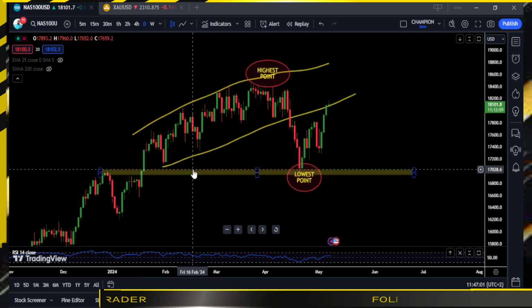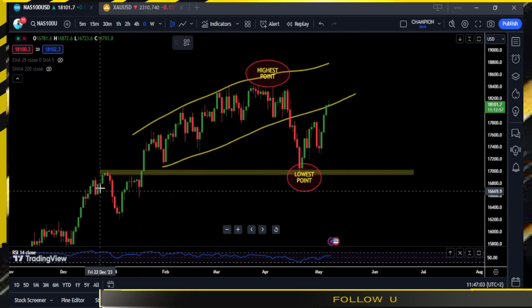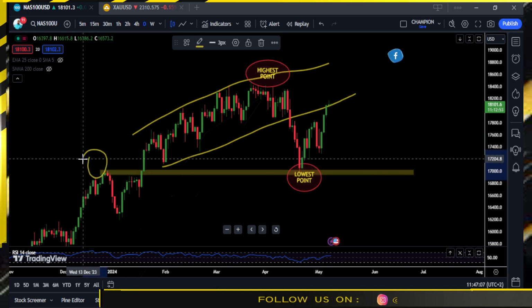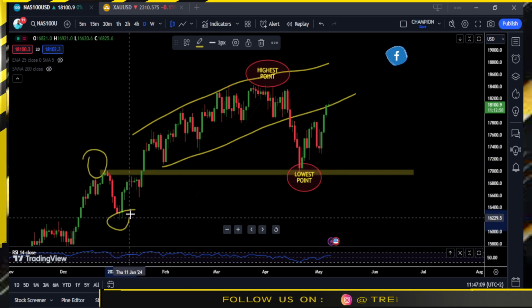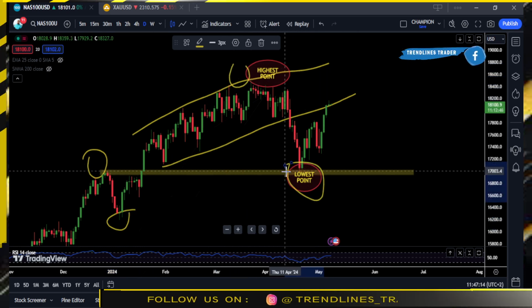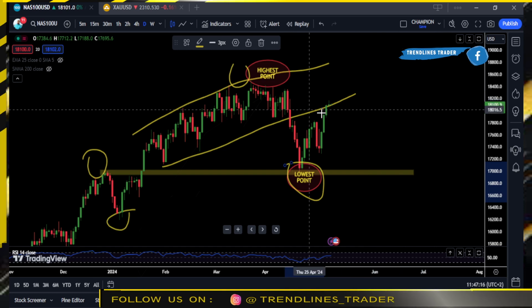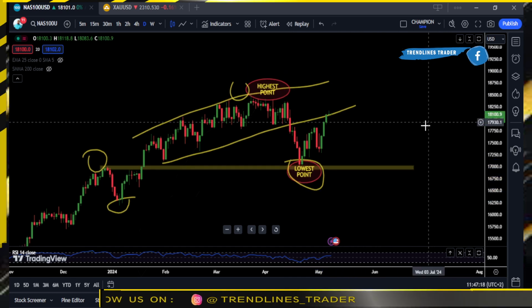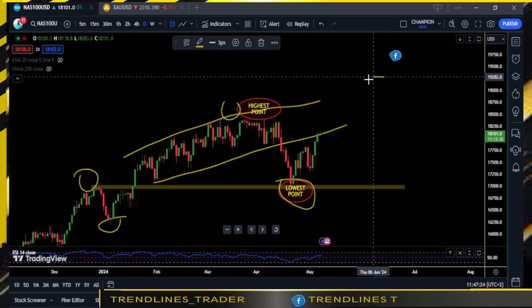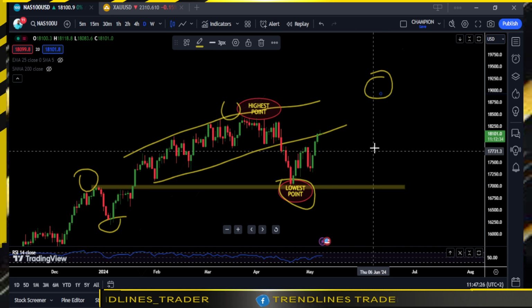One thing that you can tell is the price was presenting to us, using the ball pen, the higher high, higher low, higher high, higher low. Now we are still looking for the highest point again, for the higher high.